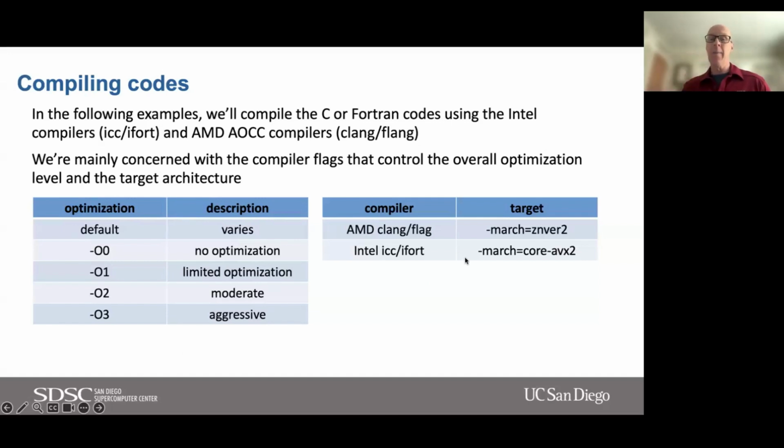Now, for the compilers themselves, we're going to contrast the AMD compilers with the Intel compilers. In both cases, we want to specify a target architecture. In this case, it's going to be the AMD EPYC processors using the Zen 2 instruction set. This is going to be specific to the processor, and the syntax is just a little bit different whether we're using AMD or Intel.